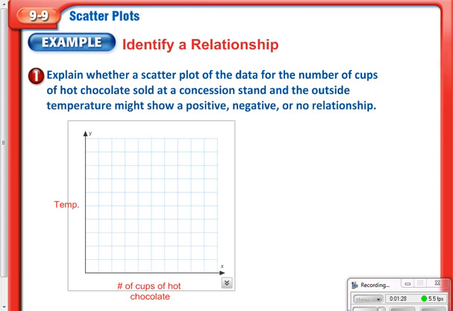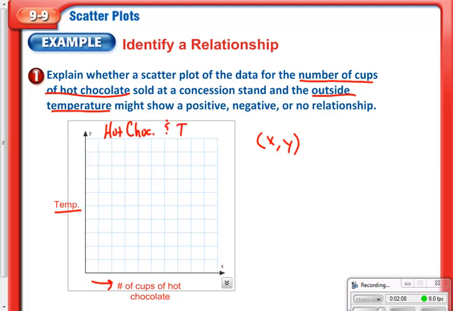Alright, in example 1, you're going to identify a relationship from those 3 relationships. Explain whether a scatter plot of data for the number of cups of hot chocolate sold at a concession stand and the outside temperature might show a positive, negative, or no relationship. Hot chocolate is listed first, kind of like your ordered pair, x, y. So x is the number of cups of hot chocolate, and the outside temperature is your y value. Then we would need a title for this graph, so we could say hot chocolate and temp.